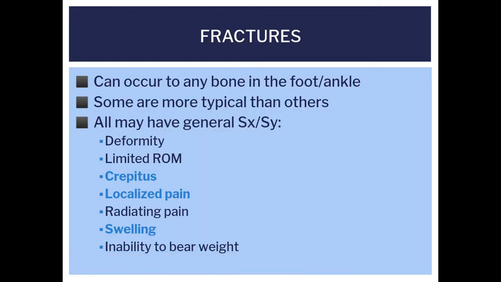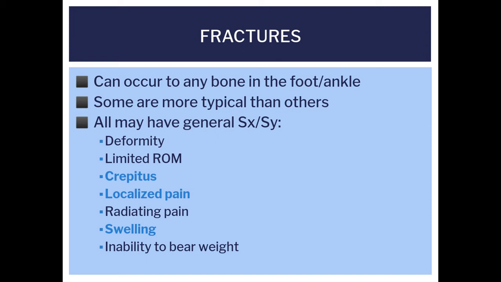All right, so fractures. Fractures are going to be probably one of the most common skeletal conditions affecting the foot when it comes to sports injuries, and they can occur in any bone in the foot. So it can be big bones like your calcaneus, your tibia, your fibula, but it can even be the distal phalanx of your toes. And some fractures are going to be more typical than others, especially in sports, just because of how some sports are played. But when it comes to fractures, a lot of the signs and symptoms are going to be the same general signs and symptoms.